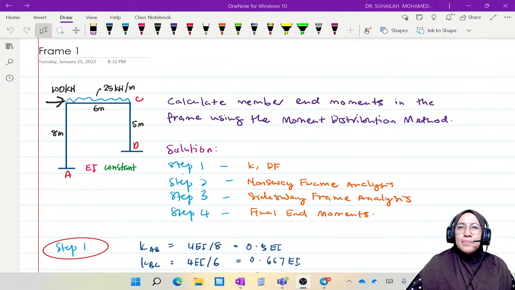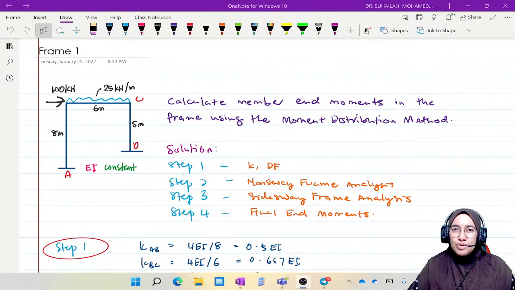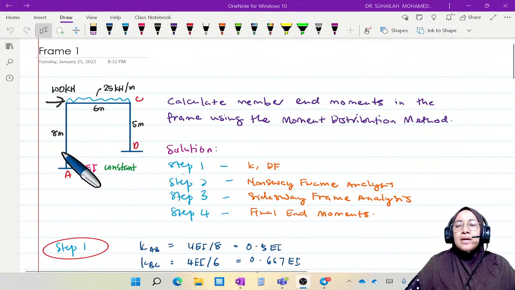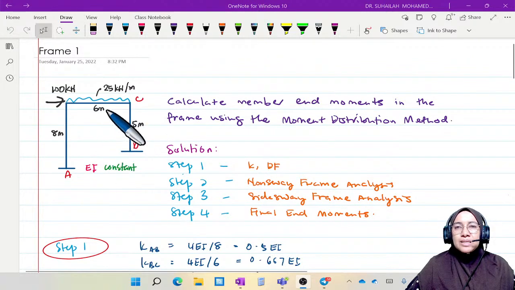Okay, this is a frame example with solution. So let's look at the diagram. This is the diagram. So this is actually a frame. By looking at the geometry, we know that it is unsymmetrical and this frame is not properly restrained. It's improperly restrained, so this is a sidesway frame.